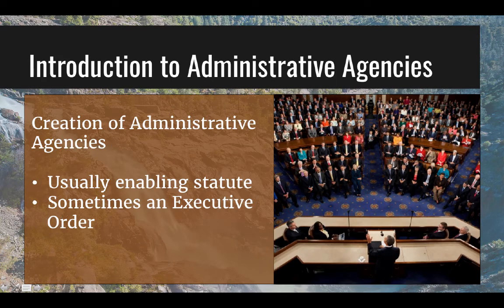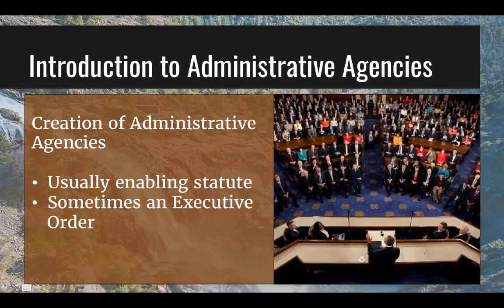Most agencies are formed by enabling statutes from Congress, wherein Congress grants a specific scope of authority to the agency. In more rare cases, administrative agencies are created via executive reorganization plans. These plans are enacted via an executive order. In either case, the purpose is to authorize the power for the agency and define the limits of that power.